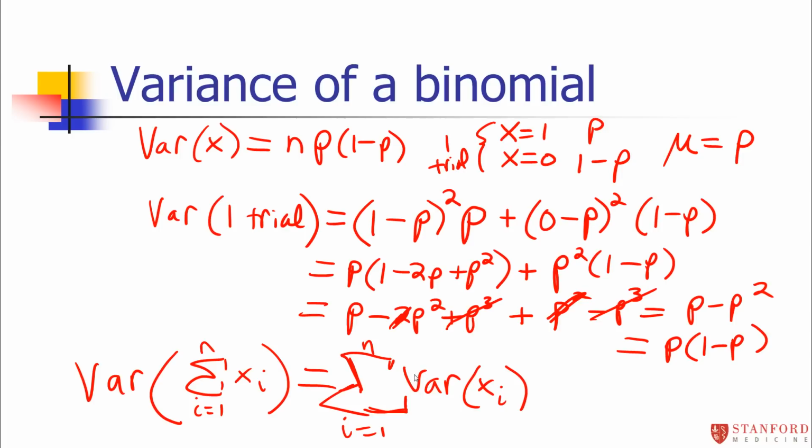Each individual trial has a variance of p times 1 minus p, and we're going to add up over n of them, so that just gives us n times p times 1 minus p. So that's the proof of the expected value and variance of a binomial.